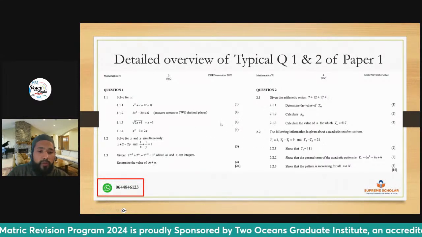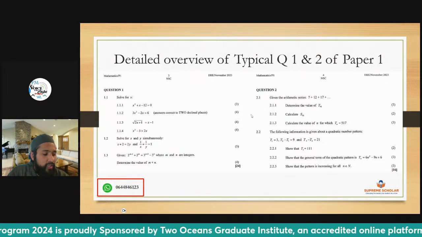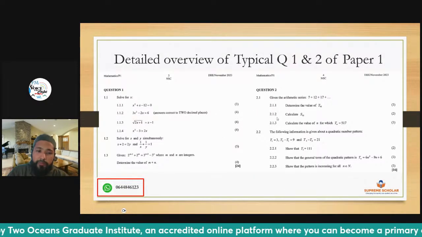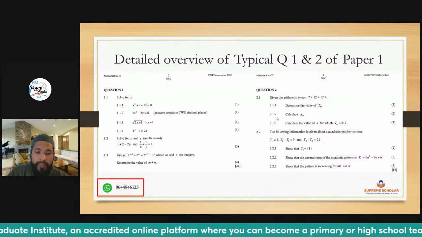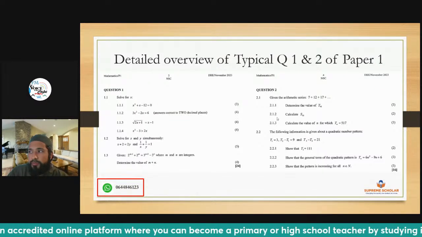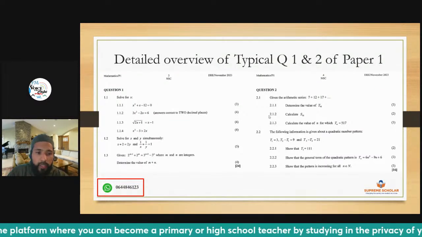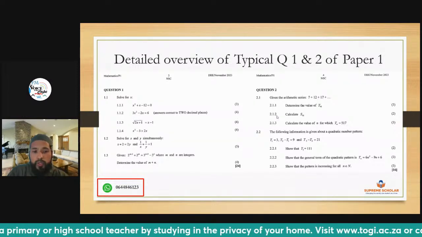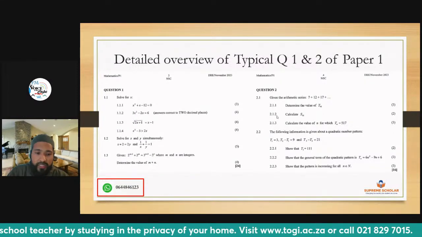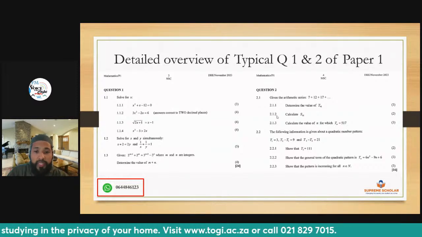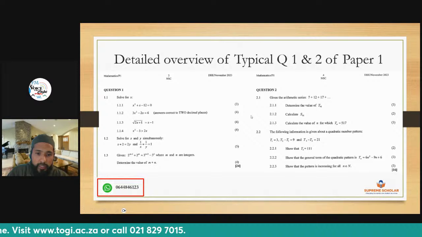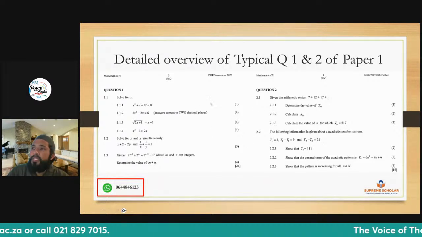And one of the great ways to study and prepare for your final exams is to go through as many past papers as possible, and you will see the patterns of how questions are asked, and so you will get used to the structure of the paper, and you don't have any surprises in the exam, right? Surprises can cause you to become more nervous and stressed, and that can have a negative effect on your performance in the exam. So that's some insight into the typical question 1 and question 2 of paper 1.